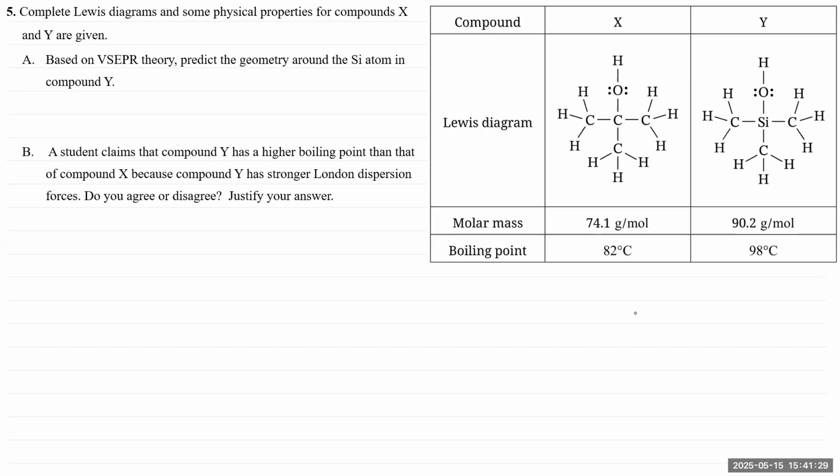This is Mr. Kim, and I am going to go over the AP Chemistry 2025 FRQ question number 5. Complete Lewis diagrams and some physical properties for compound X and Y are given. Based on VSEPR theory, predict the geometry around the silicon atom in compound Y.